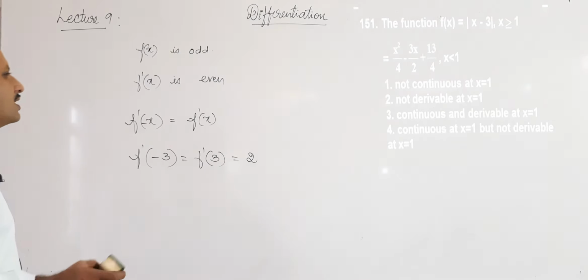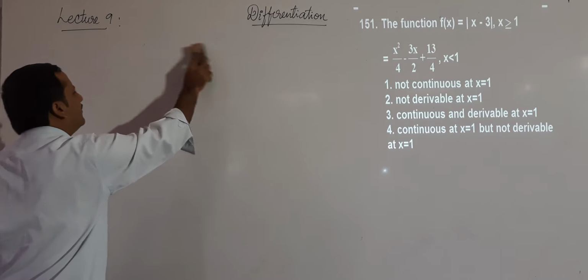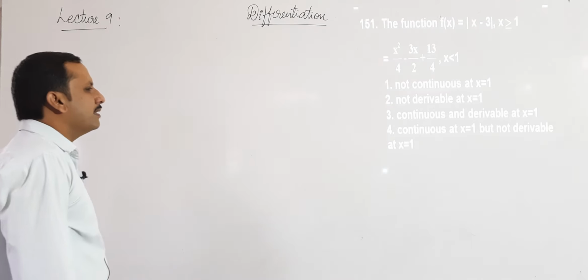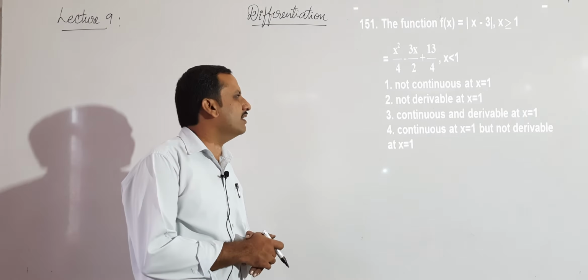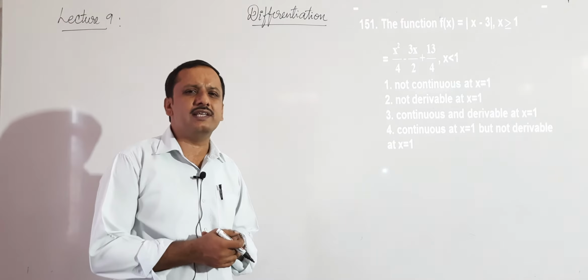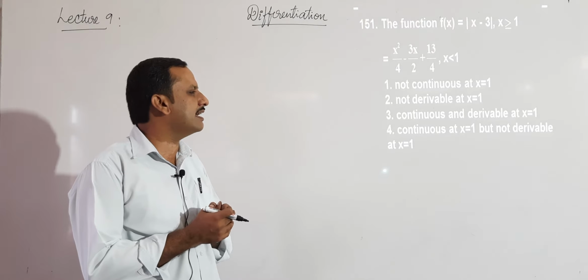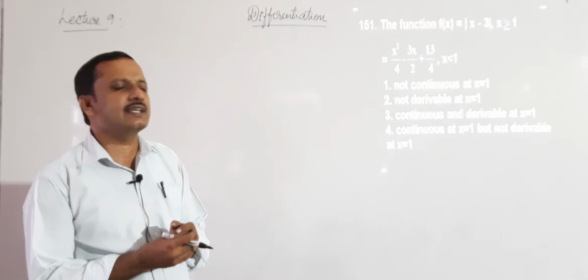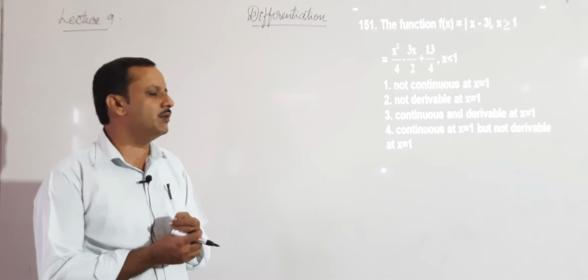151. The function f of x is equal to mod x minus 3 if x is greater than or equal to 1, and it is x square by 4 minus 3x by 2 plus 13 by 4 if x is less than 1. It is not continuous at 1, not derivable. Derivable is another word for differentiable. Not derivable at x equal to 1. Continuous and derivable at x equal to 1. Continuous at 1 but not derivable at 1. So we need to test the continuity and differentiability of this function at x equal to 1.